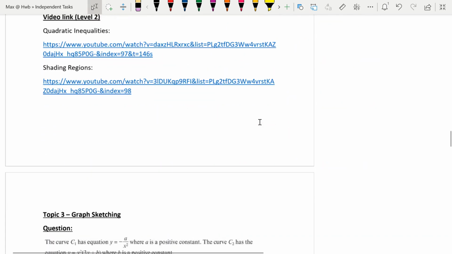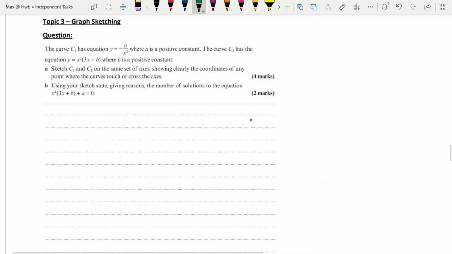Okay, so question 3, sorry. We've got some actual graph sketching here. Quite a difficult one. I've got the curve C1, which has the equation, I'm going to write it over to the side, y equals minus a over x squared. So we'll separate them out. And then I've got curve C2, which has an equation of y equals x squared times (3x plus b).